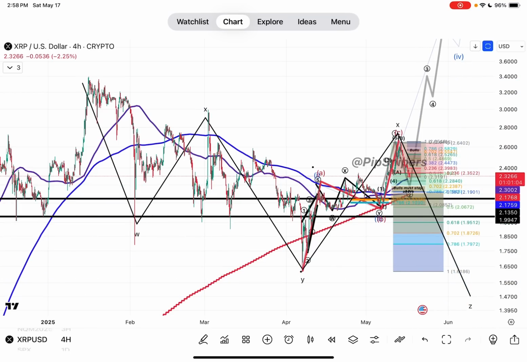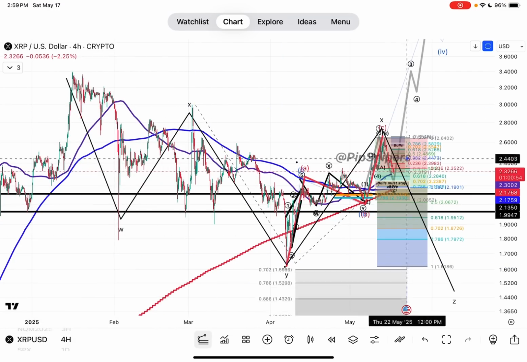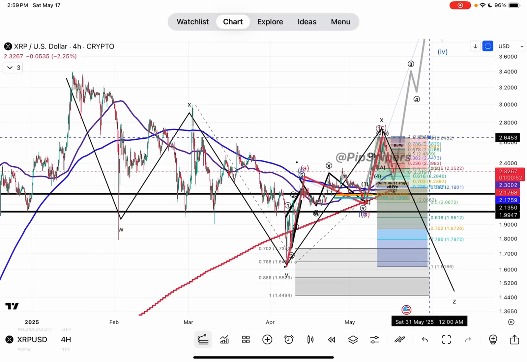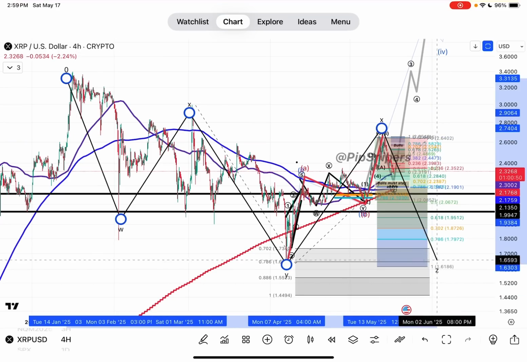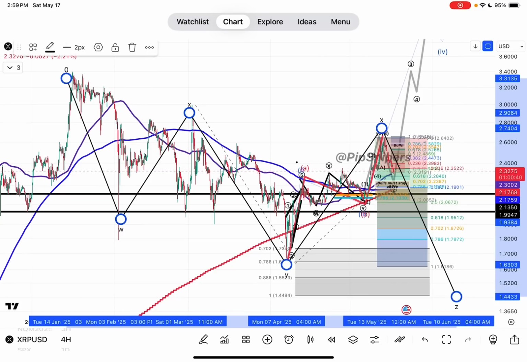Okay, now to find the pivot points of your Z wave, you would just simply take a fib from the top of X to the bottom of Y and up to the top of X at $1.64. So we'd be taking a look at all of these levels here: 1.73, 1.64, 1.55, and 1.44. Now remember, this scenario will come into play if we lose $1.9947 on the 4 hour or the daily time frame.